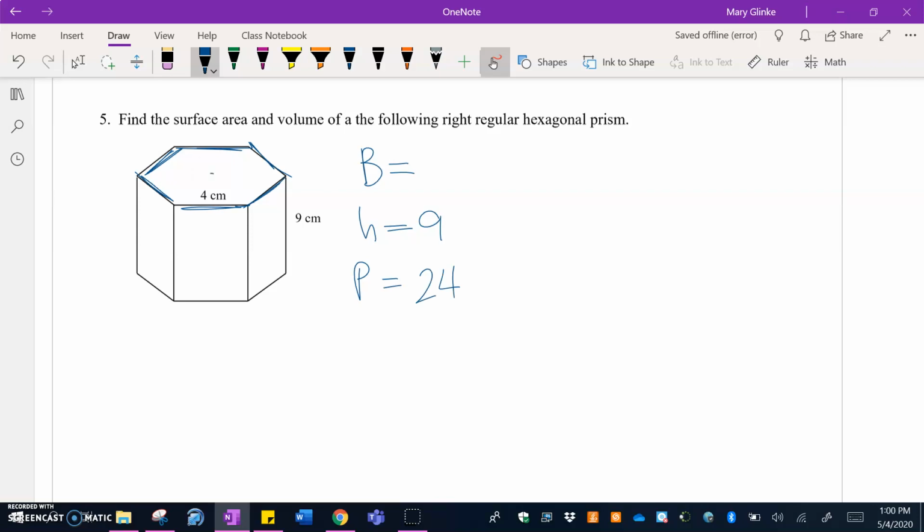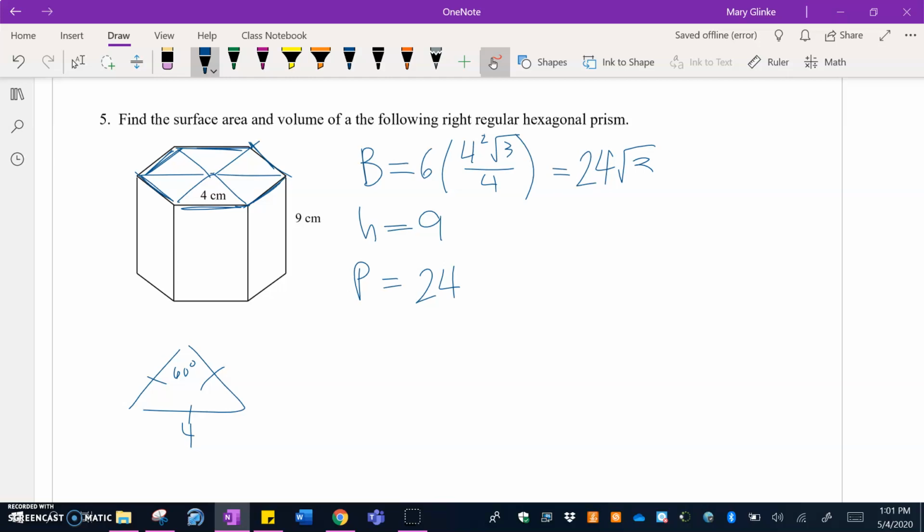So for the area of my base, what I can do is draw in all of these different triangles. Each of these would be an equilateral triangle because my central angle here would be 60 degrees. Since these are all going to be equilateral triangles, I can use my formula, s squared root 3 over 4, to get the area of one of those triangles. And there are 6 of them overall. Simplifying this, we would get 24 root 3 as my area of the base.